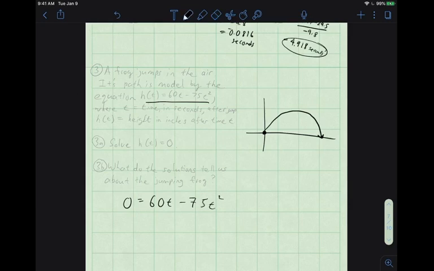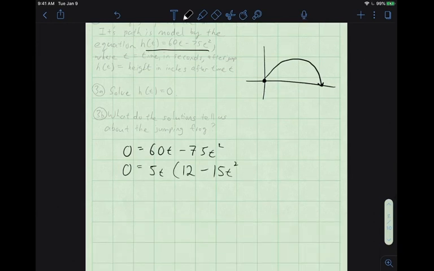75t squared. To solve this one, we can factor out, even more than that. Let's factor out 5t. That gives us 12, gives us 15t. Well, I could factor out like 15 from this. Let's keep going. So we take out another 3. If I were to show my work better, I already have out 5t, and I'm taking out another 3, 4, and 5t. Like so. That gives us 15t and 4 minus 5t.